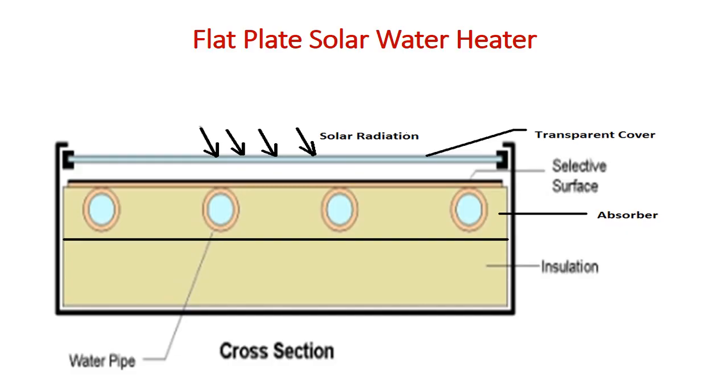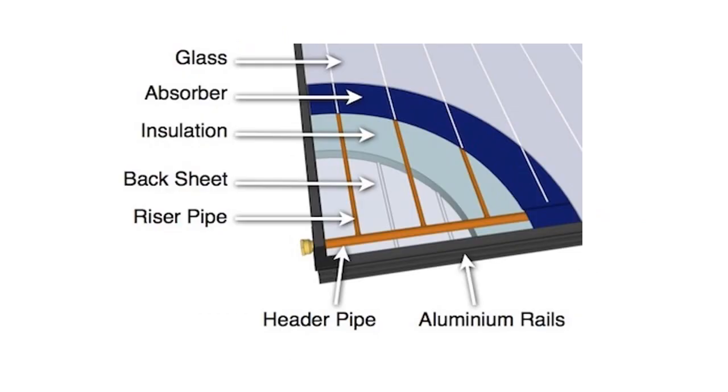Then we have the absorber painted black, and it can be made of a metal. As you can see, there are 4 pipelines in this figure. These are metallic pipelines that carry water, and beneath that you have the heat insulation to prevent the heat from radiating outside. This is again the cross section of the flat plate type solar water heater. You can see the glass plate, absorber, insulation, the pipelines carrying water, etc.